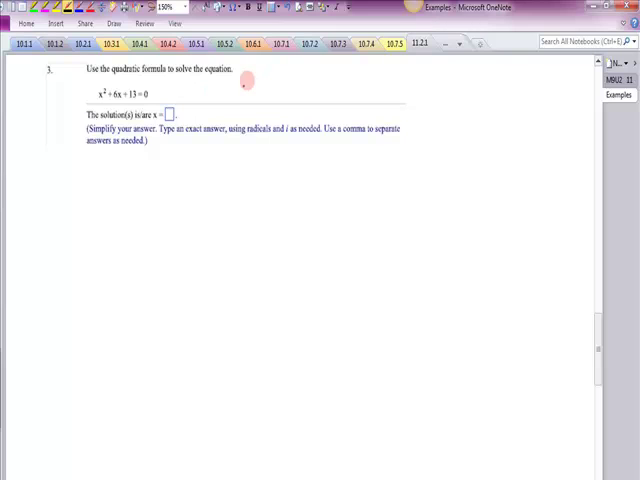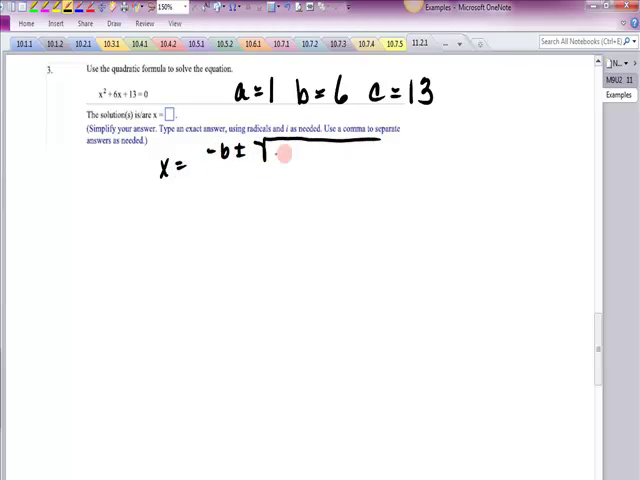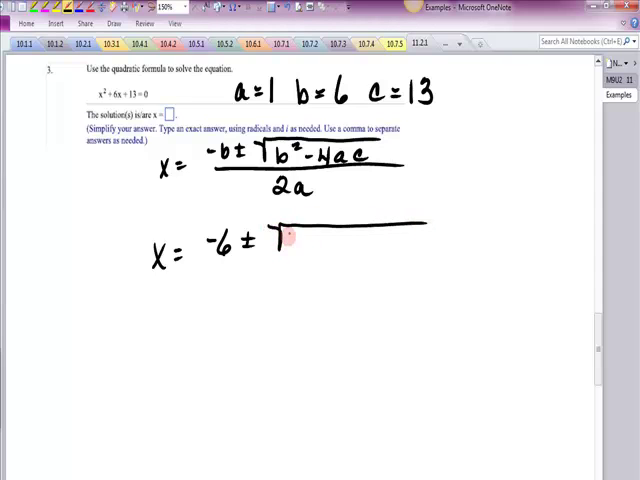All right, in this one, A is an implied 1, B is 6, C is 13. So x is equal to negative b plus or minus the square root of b squared minus 4ac all over 2a. X is equal to, opposite of b is negative 6 plus or minus the square root of 6 squared minus 4 times 1 times 13 all over 2 times 1.